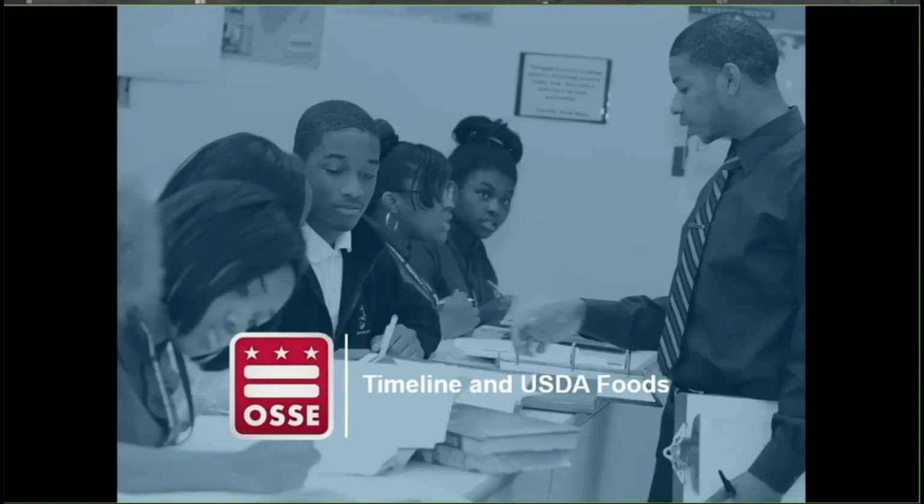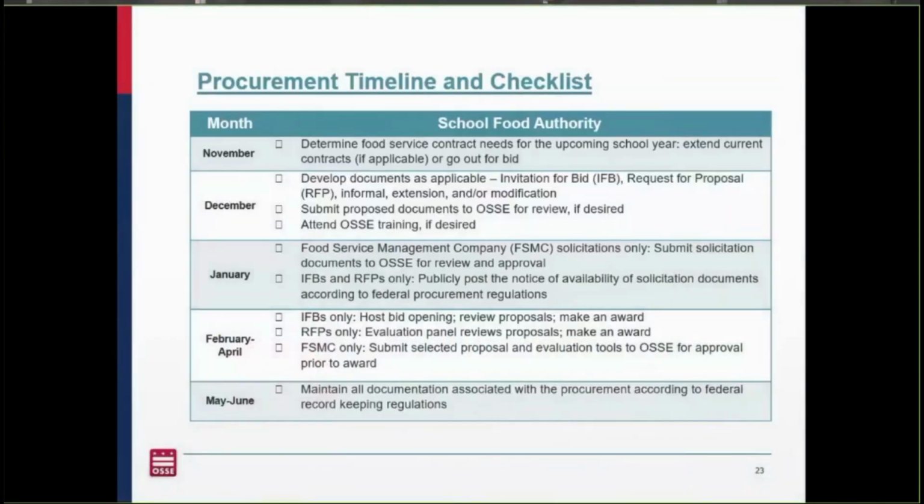Hi, everyone. Okay, so we're going to talk a little bit about the timeline and USDA foods here. You can look on the left-hand side of our timeline and it's indicating the month, and then the right-hand side of the timeline is going to indicate the responsibility on the school food authority.